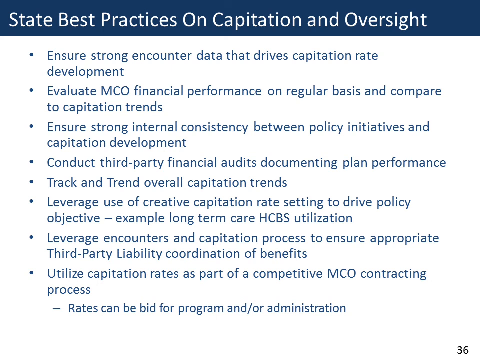Another best practice in terms of capitation rate and financial oversight is to leverage encounters to ensure appropriate third-party liability and coordination of benefits. So Scott already talked about dual eligibles and the fact that there's 10 million individuals who are on both Medicare and Medicaid, and Medicaid's responsibility to coordinate the benefit there.